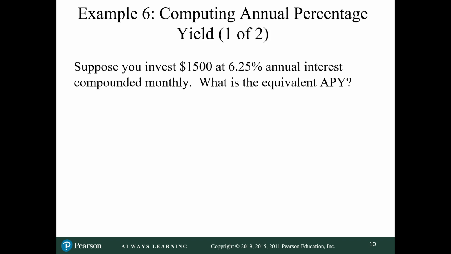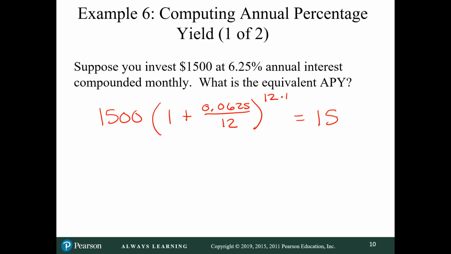All right. Suppose you invest $15,000 at 6.25% compounded monthly. So then you go 1 plus 0.0625 divided by 12 to the 12th power, because it's 12 times 1, because we're doing per year. Okay? What do we get as an answer to this? 1,596.48.